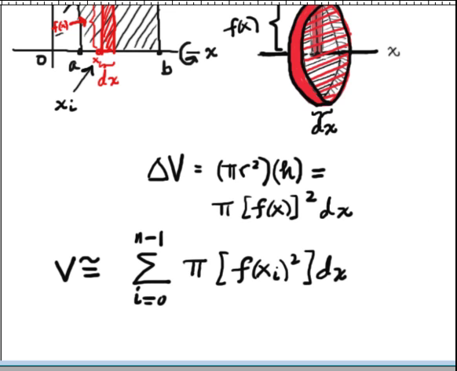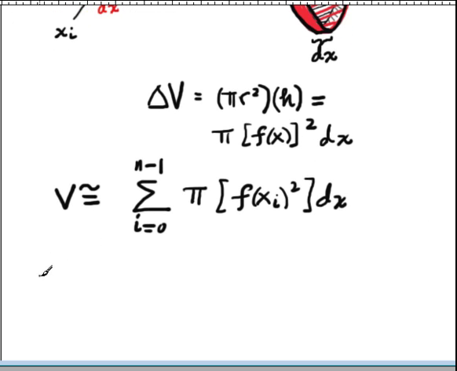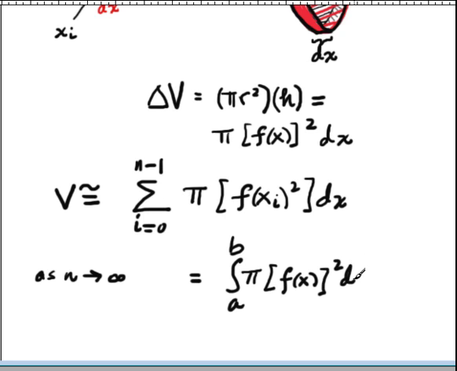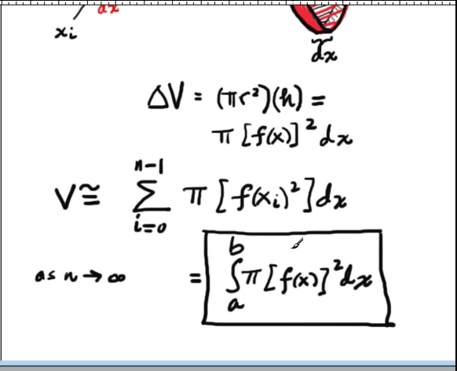And now we take the limit as n goes to infinity, and that's equal, by the fundamental theorem, to the integral of pi times f of x squared dx. So this is the basic formula for the disk method. Okay, so that's the volume. And this is the disk method.